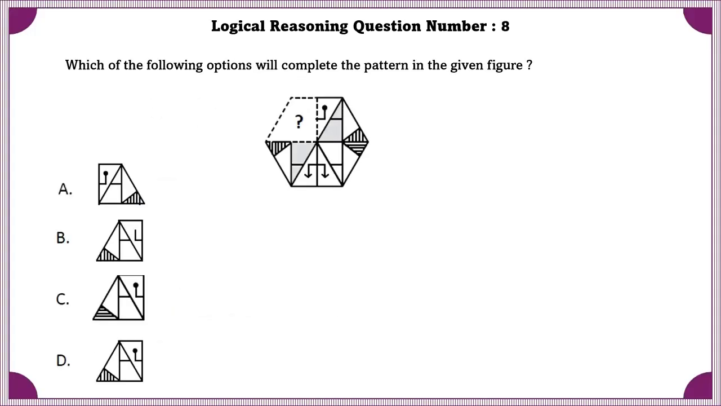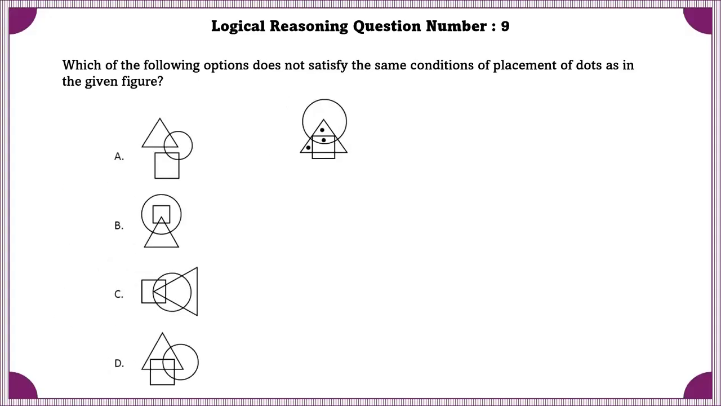Logical reasoning question number 8. Which of the following options will complete the pattern in the given figure? Here the C option correctly completes the pattern in the given figure. Logical reasoning question number 9. Which of the following options does not satisfy the same condition of placements of dots as in the given figure?